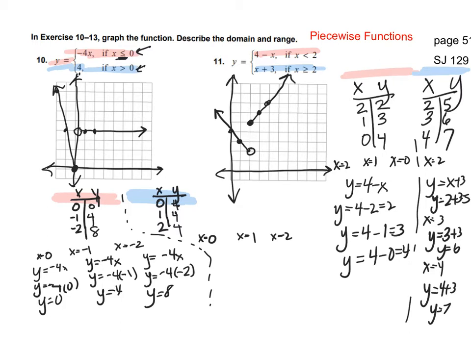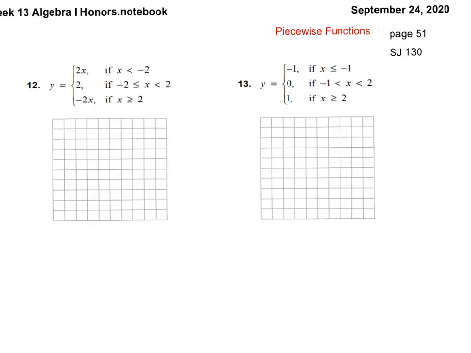That's the piecewise function for number 11. Not too bad. Just have to graph 2 lines, pieces of 2 lines. That's all it is. Now look at number 12. It's 3 of them.